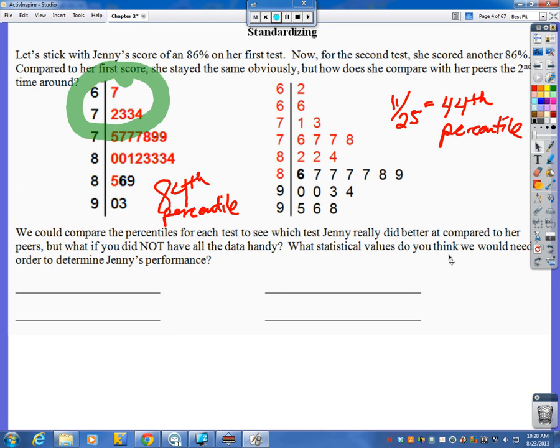What statistical values do you think we would need in order to determine Jenny's performance? Well, here's where we start getting into our stats again. I put 4 lines out here because it's more than what we really need. Ideally, the main thing we need to know about our entire distribution is the mean score, and oftentimes if you ask your teacher what the mean score on the test was, that's something your teacher would easily tell you, more so than everybody's exact scores.